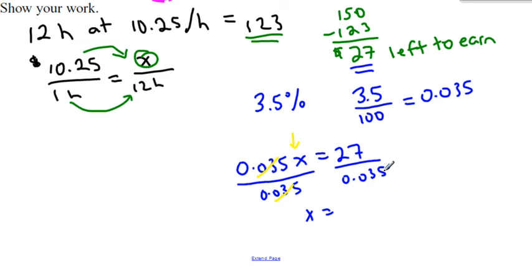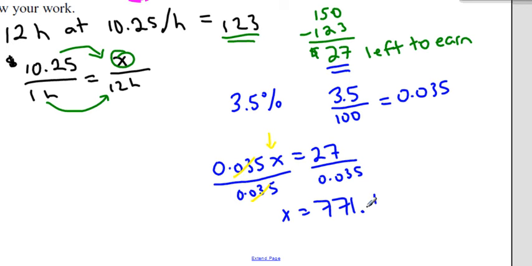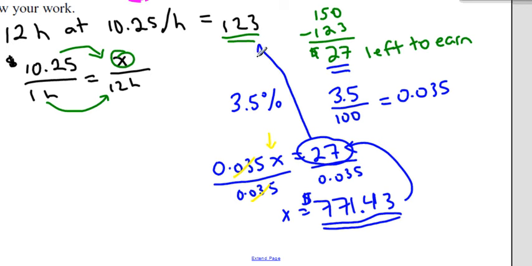And the answer I get is 771. And since I know my answer is money, 771.43. So I know to round to 2 decimals because this is a dollar amount. So if she has weekly sales of $771.43, then she will get 3.5% of that, which is $27. And when you take that $27 and add it to the $123 that she makes through her hourly wage, you get the total of $150.